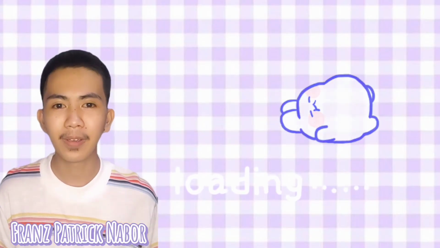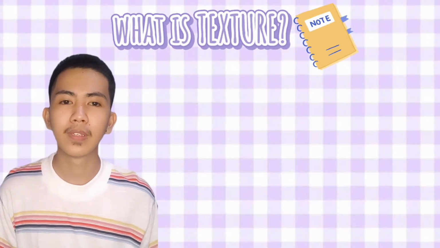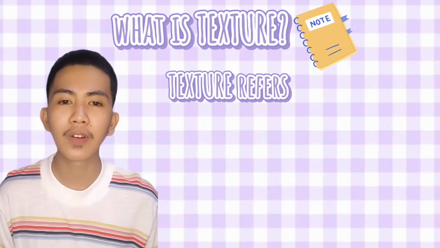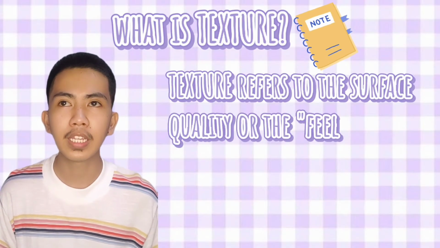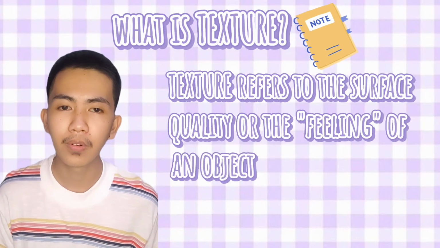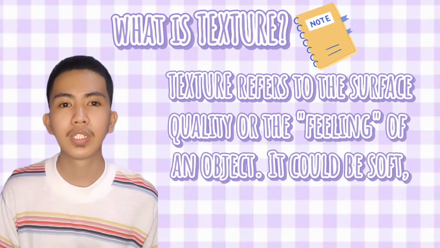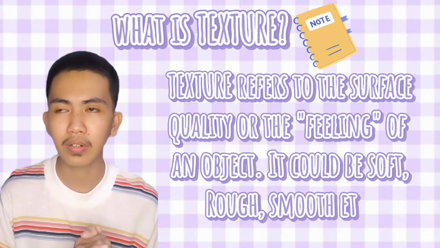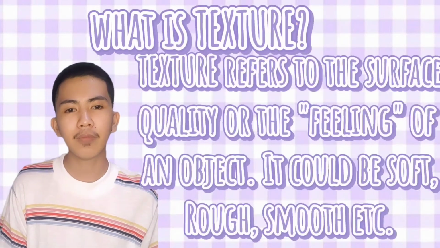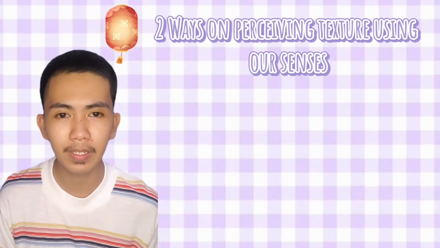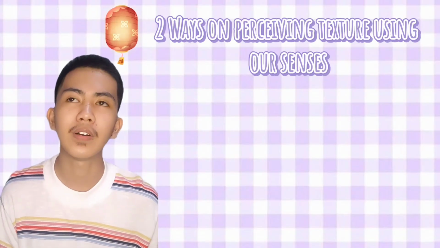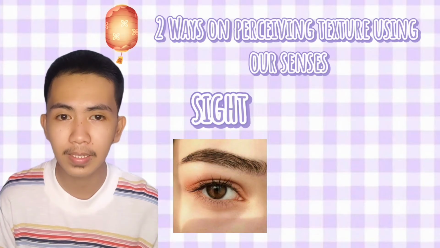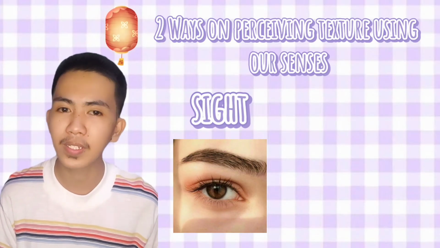So okay, what is texture? Texture refers to the surface quality or feeling of an object. It could be soft, rough, or smooth, and so on. There are two ways of perceiving texture using our senses. First, we have our sense of sight. Second is our sense of touch.